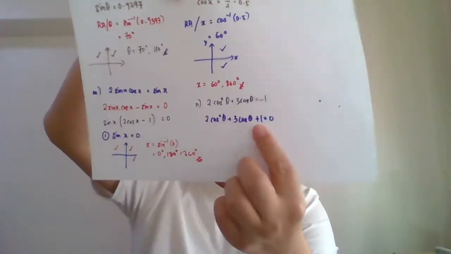2 cos squared theta plus 3 cos theta equals to 1. Now we are talking about quadratic. Okay, so sangat mudah. Your first step, make the equation become general form. You know what I mean, right? General form means you must let your equation equal to kosong. So 2 cos squared theta plus 3 cos theta plus 1 equal to kosong. This is the first step.